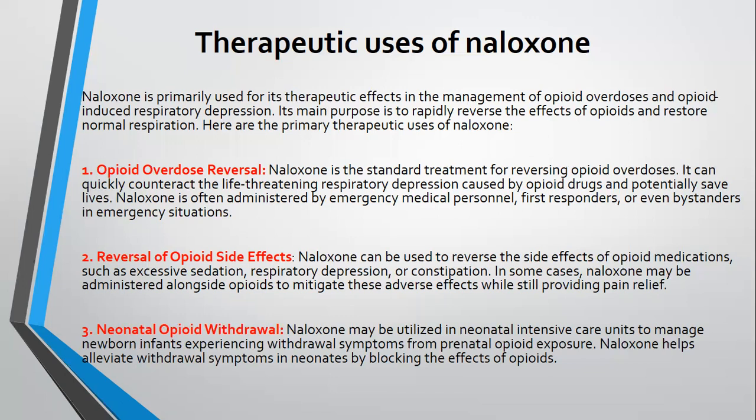The second one includes reversal of an opioid side effect. Naloxone is used to reverse side effects of an opioid. In some cases, naloxone can be administered alongside opioids to mitigate these effects while still providing pain relief.